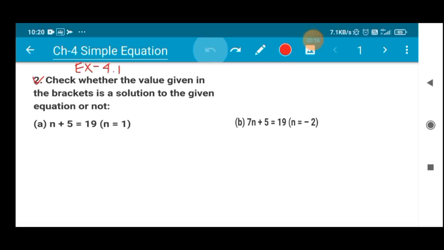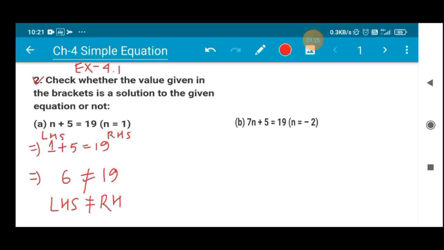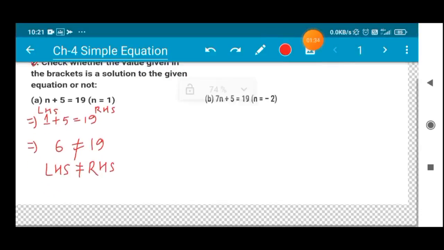So the value of n is given as 1, do not get confused. I will directly put the value of n here: 1 plus 5 is equal to 19. This is the left hand side part and this is the right hand side part. If left hand side and right hand side are matching, then we will write that n is the solution of the given equation. So 1 plus 5 is 6, right, which is not equal to 19. That means LHS is not equal to RHS, so the n value is not the solution of the given equation. We'll write like this.